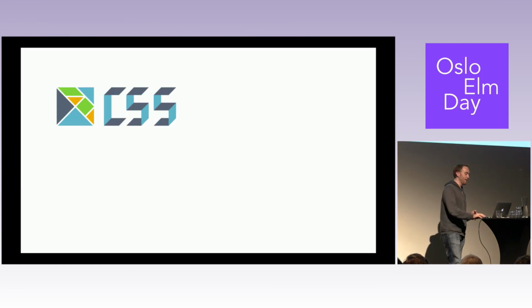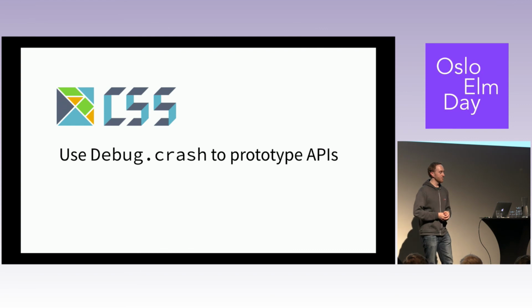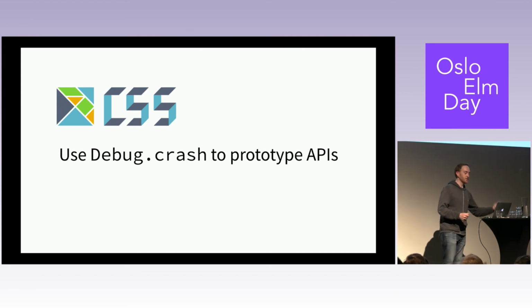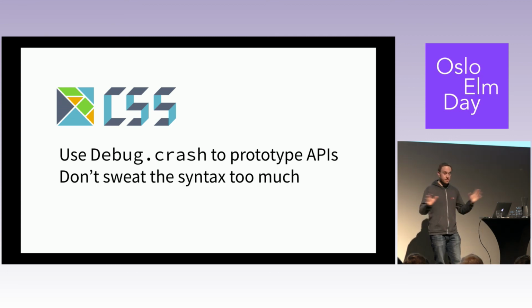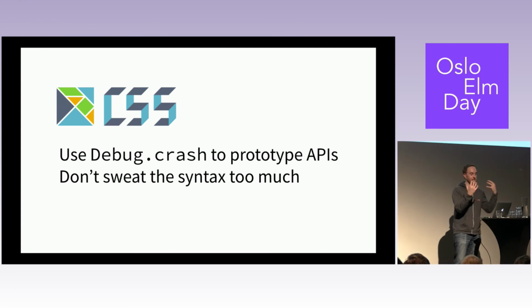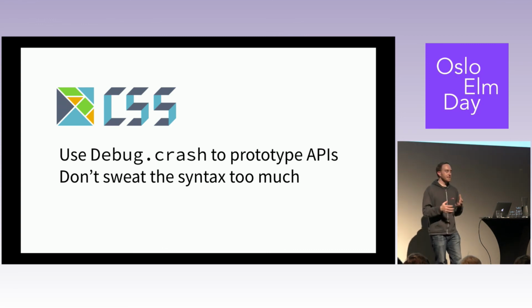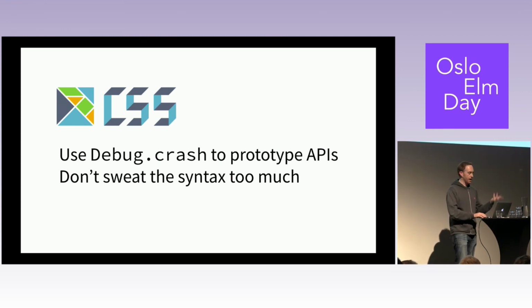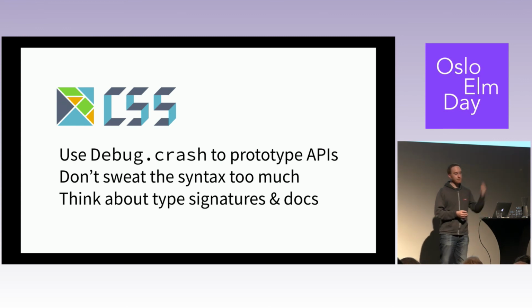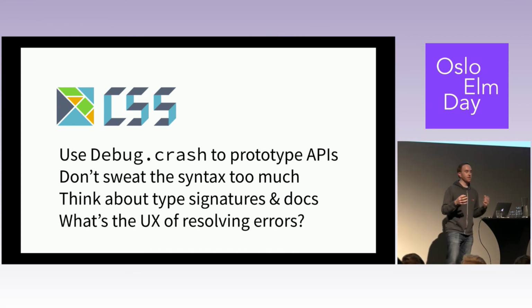To sum up, lessons learned from building elm-css. First is using Debug.crash to prototype APIs. Good idea. Maybe not for premature optimization, but for prototyping APIs, very useful. Don't sweat the syntax too much. It's very easy to look at that and get really wrapped up in the syntax of the DSL, but at the end of the day, that's not as important. It's a factor, but it's a smaller factor than other considerations such as type signatures, documentation, and of course, the user experience of resolving errors.